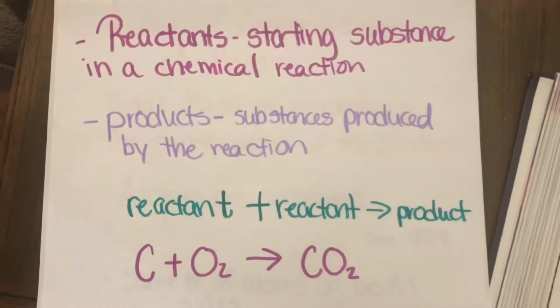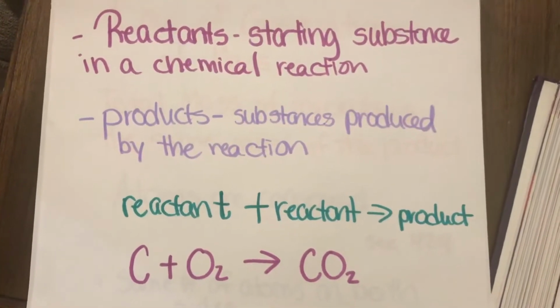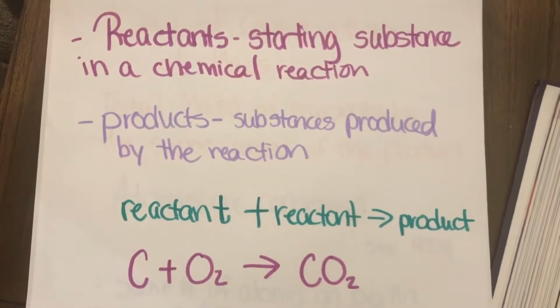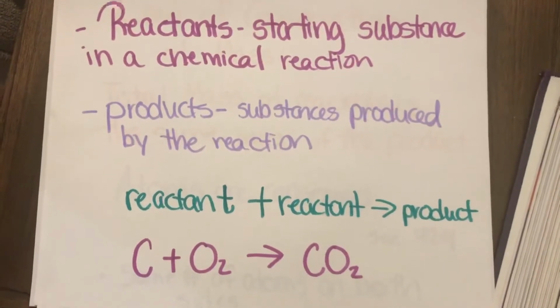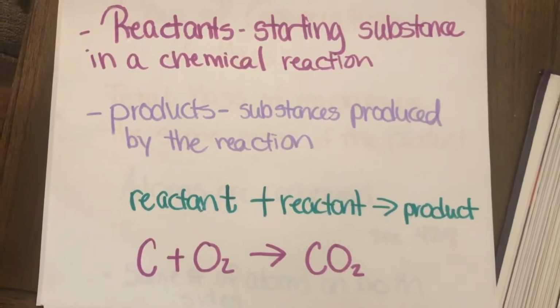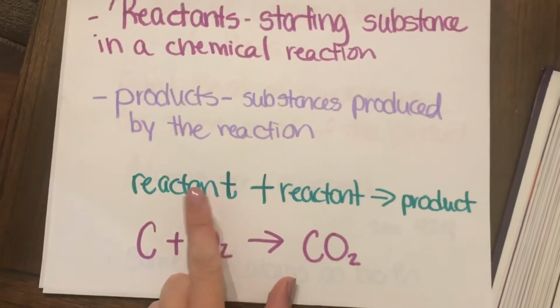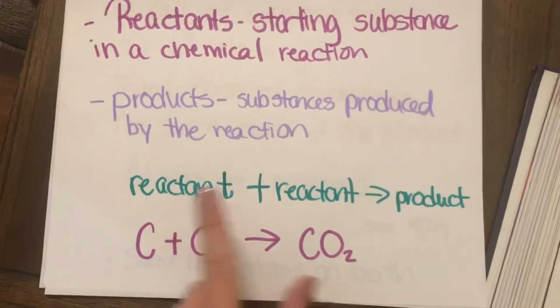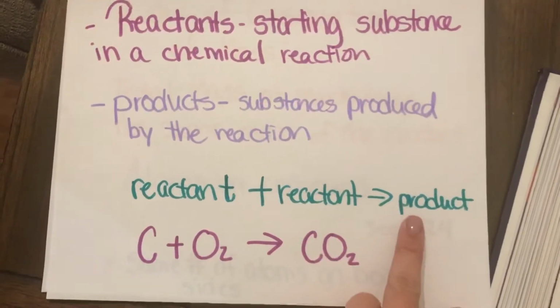So the reactants are the starting substance in the chemical reaction. It's the thing we're starting off with. The products are what we end up with. Very similar to math when we talk about the product. So for a chemical equation, the reactant plus the reactant equals the product.